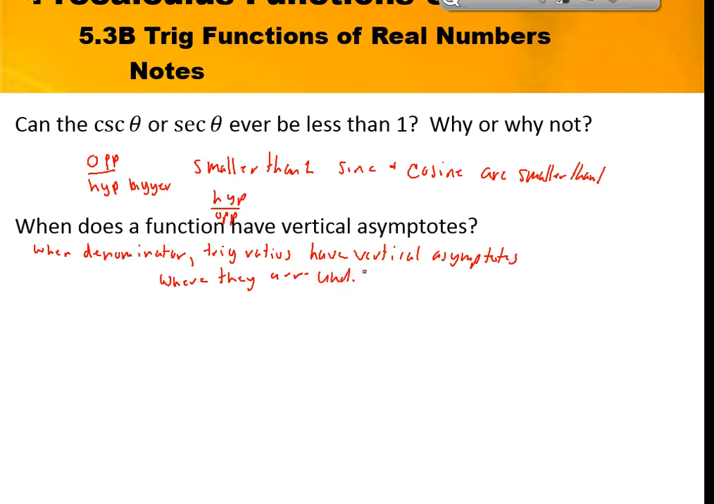So for sine and cosine, there are no vertical asymptotes because they're never undefined, but all the other trig functions, the other four, will have some asymptotes, and wherever it's undefined, there's going to be some vertical asymptotes. Okay? So next.